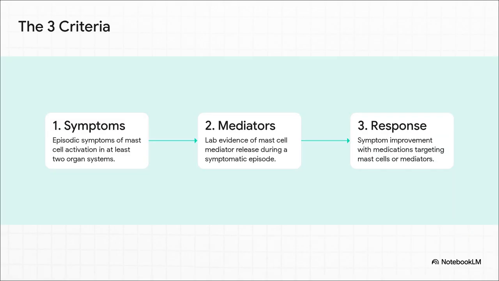Number one, the patient has to have those typical episodic symptoms, and they have to involve at least two different organ systems. Number two, you need cold, hard, objective lab evidence that mast cells release their mediators during one of those episodes. And number three, their symptoms have to get better when you treat them with meds that target mast cells, like antihistamines. You need all three pieces of the puzzle.